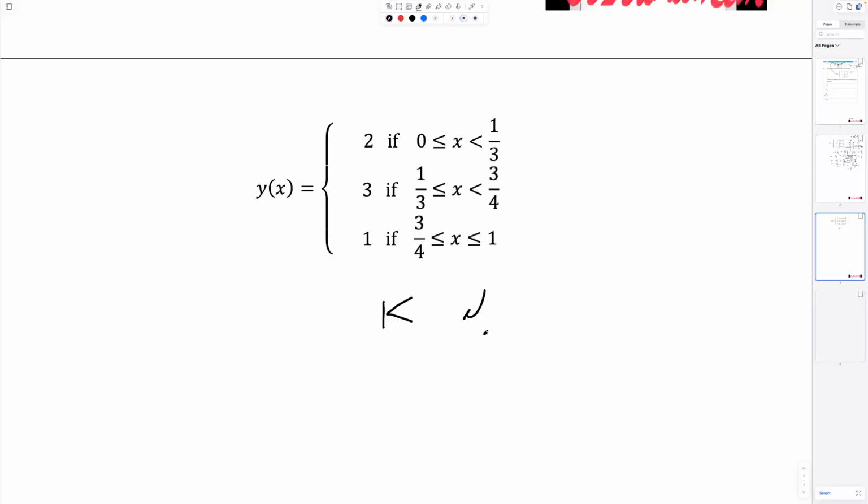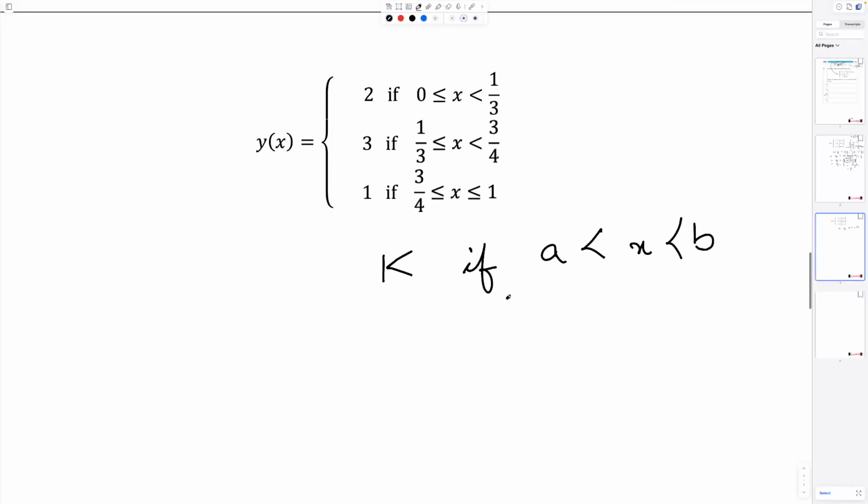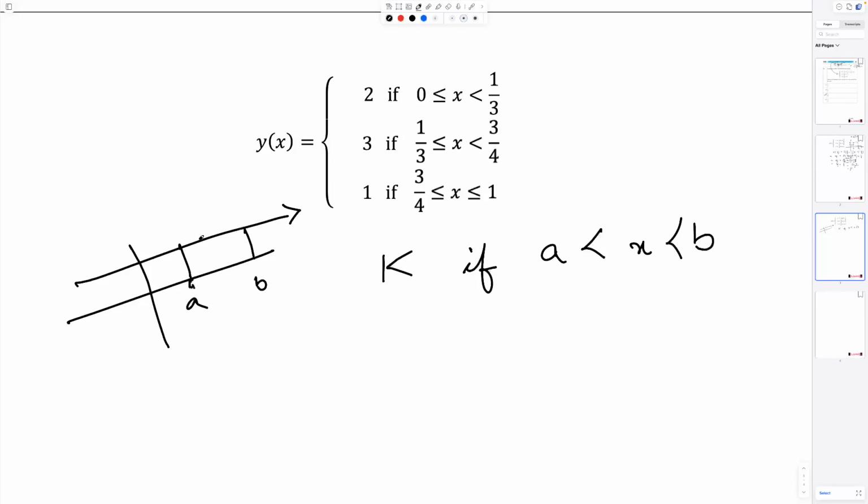K, if this is k, basically a constant, and x is from a till b, right? So what is going to be the area under the curve for this? If the function is a constant, it is going to have a straight line, right? And a is here, b is here, so this is going to form a rectangle.